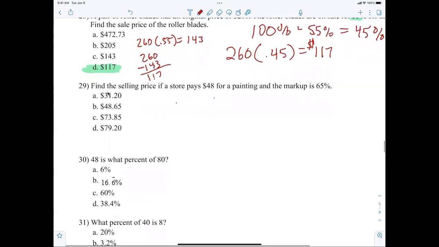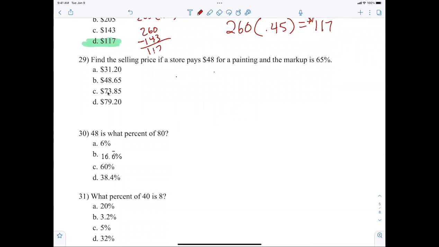All right, next. If the store paid $48 for the painting and the markup is 65%. Now, is it going to be A or B? A. Is it going to be A or B? No. No, because you're going to mark it up, right? You can't be less, right? So if you accidentally put A or B, you got to be careful.